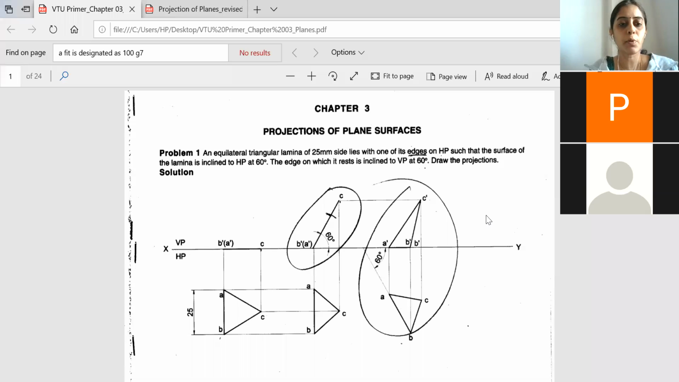Actually, I will give you some problems. You have to solve it in the sketchbook. I'm just explaining you the concepts. Kindly listen. If you have any doubts, you are free to ask. Okay.